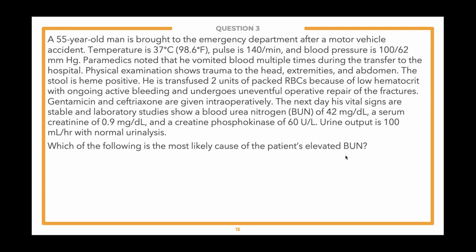He is transfused 2 units of packed RBCs because of low hematocrit, with ongoing active bleeding, and undergoes an uneventful operative repair of the fractures. Gentamicin and ceftriaxone are given intraoperatively. The next day, his vital signs are stable, and laboratory studies show a BUN of 42, a serum creatinine, and a creatinine phosphokinase of 60. Urine output is 100 with normal urinalysis. Which of the following is the most likely cause of the patient's elevated BUN?